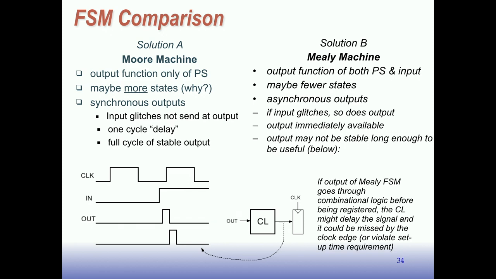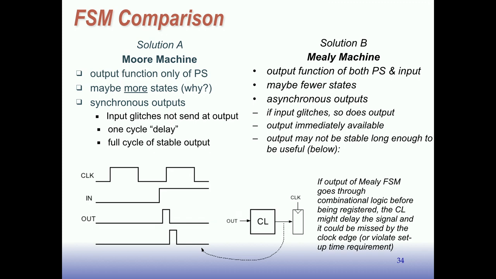The Moore machine has synchronous outputs. Right? If the input glitches, it's not sent to the output, because the output only changes on the rising edge of the clock. Those glitches are ignored. If the input glitches on a Mealy machine, the output will glitch. The Moore machine kind of has this one cycle delay. The output doesn't actually reflect the change until the next clock cycle. The Mealy machine, the output changes immediately. That might be a useful thing for you.